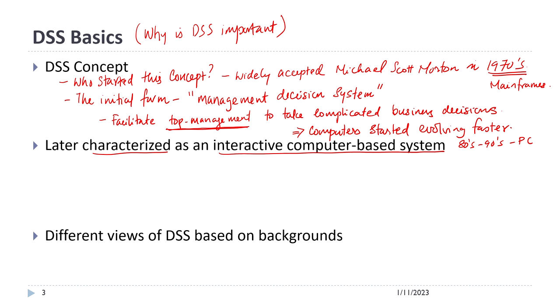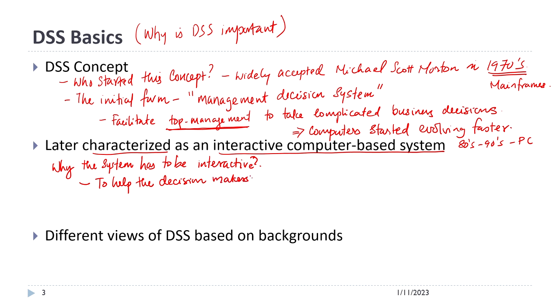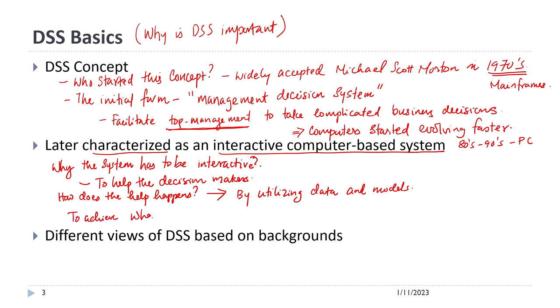So why do you want to make it an interactive computer system? Why does the system have to be interactive? This is the fundamental question here. The main reason why it has to be interactive is to help the decision makers. And how does the help happen? By utilizing data and models. So, by utilizing data and models, we need to help the decision makers to achieve what?